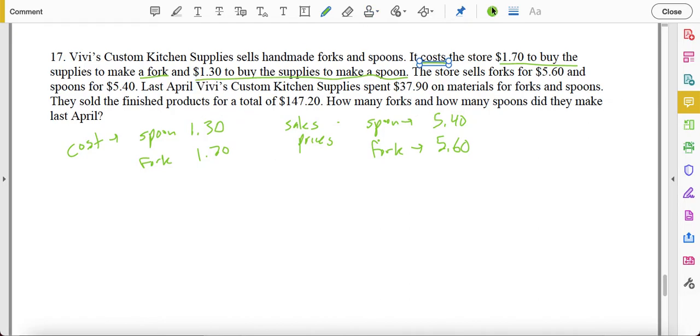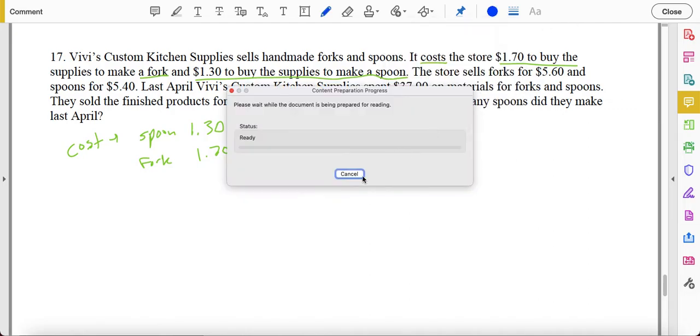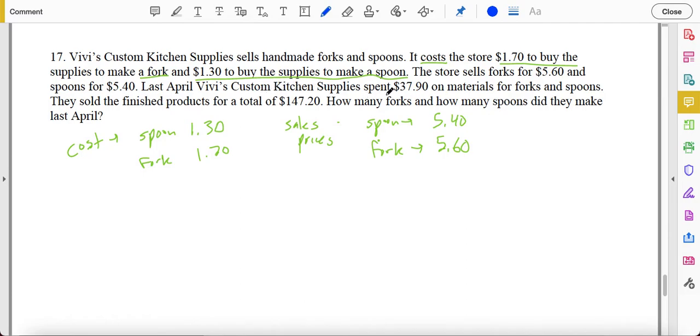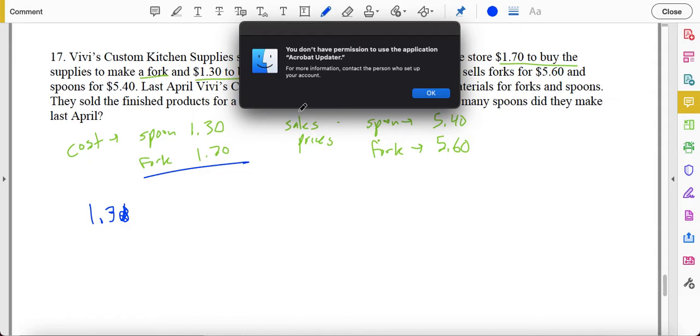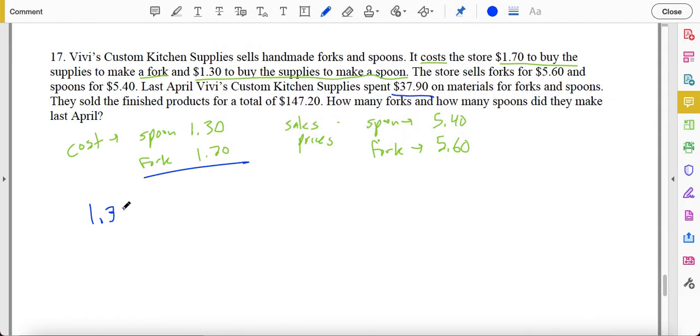All right, so last April. So that's our information. Last April, VV's Custom Kitchen Supplies spent $37.90 on materials for forks and spoons. Materials, so that's this stuff. So we can say $1.30 times the number of spoons plus $1.70 times the number of forks equals $37.90. That's how much they spent on materials.